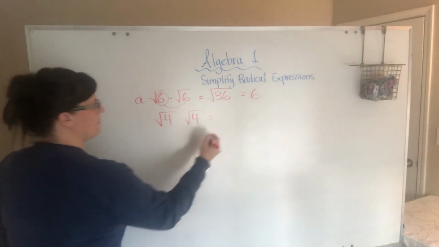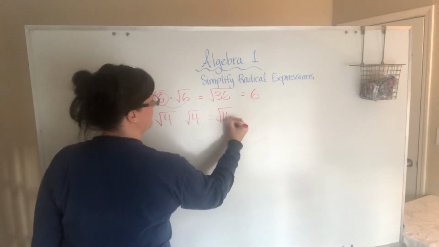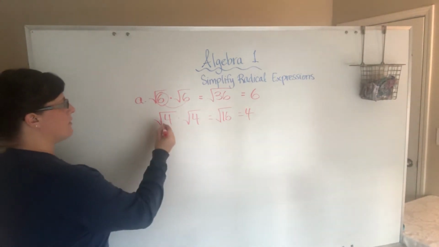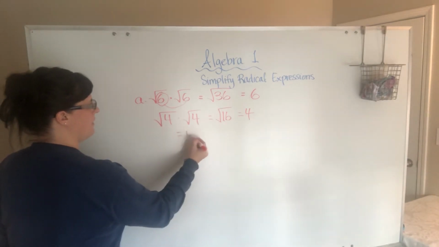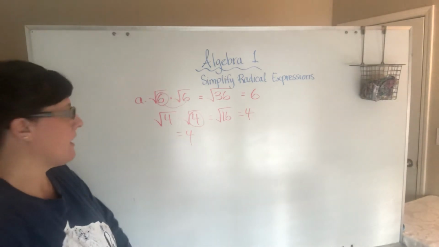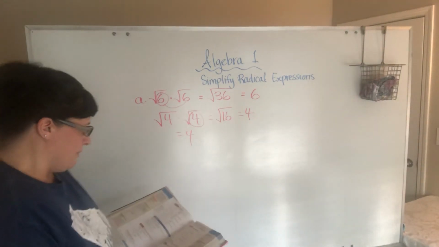Okay, I can multiply that out. Sure, that's the square root of 16. I recognize that's 4. Simply, a square root times a square root, I'm just left with whatever was underneath my radical sign. Okay? Look at example B.